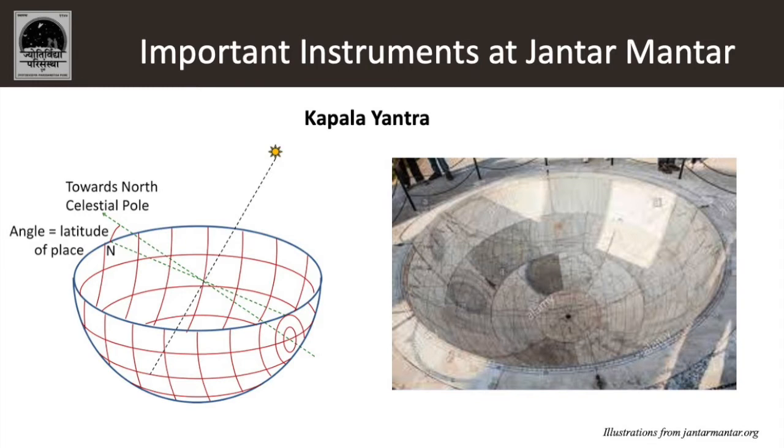The first one is Kapala Yantra. It is like a huge hemispherical bowl, and that bowl has 2 strings which are perpendicular to each other, and the strings have a blob at the center, which is going to cast a shadow. On that hemispherical bowl we can see inscriptions of Rashis. When the sun rays fall on the blob and it casts a shadow, the place where the shadow falls will help you determine what Rashi the sun is in. So this is used to determine the Rashi and the progression of the entire zodiac cycle.